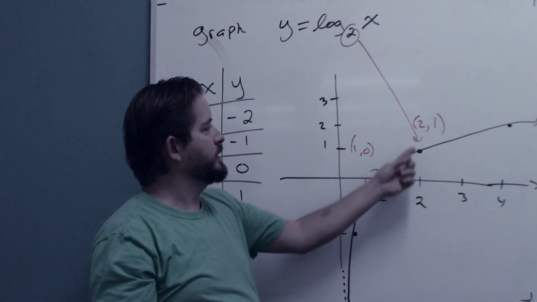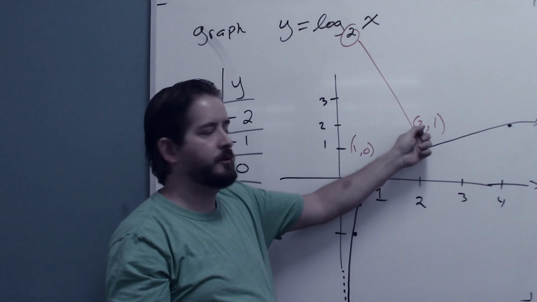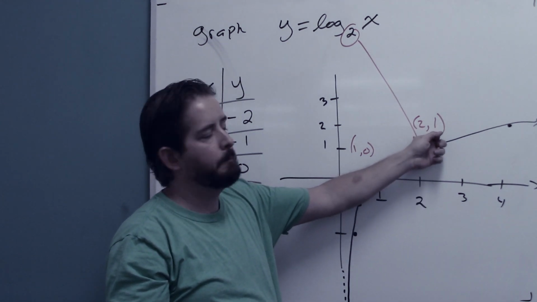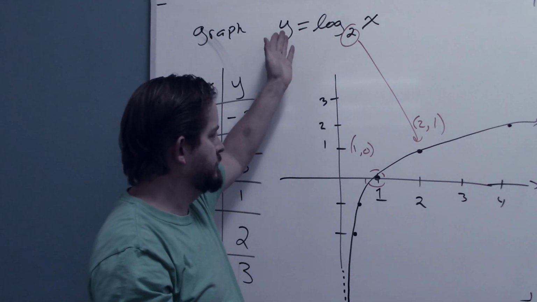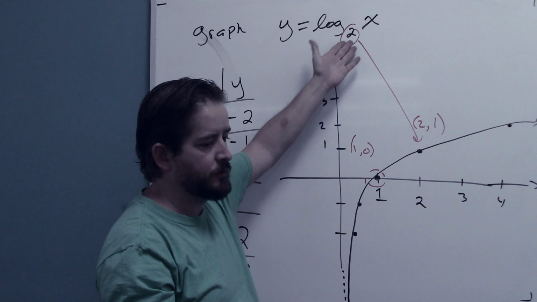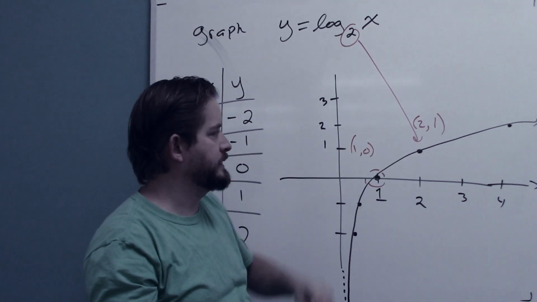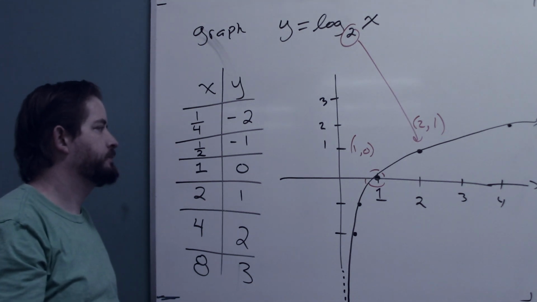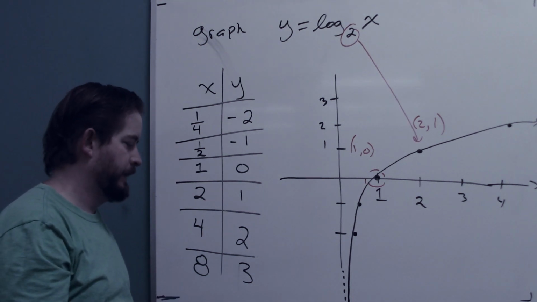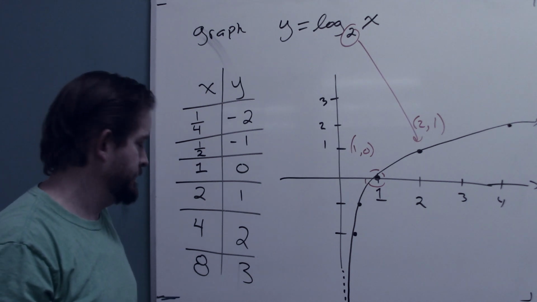If my base were 3, I would go through the point 3, 1. If my base were 10, I would go through 10, 1, right? Because y is your power here, and it's the first power of whatever your base is. So 1 for the y, and whatever your base is for the x. And that's the graph of log base 2 of x.